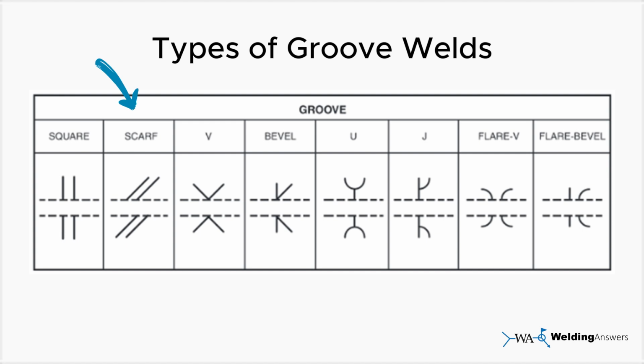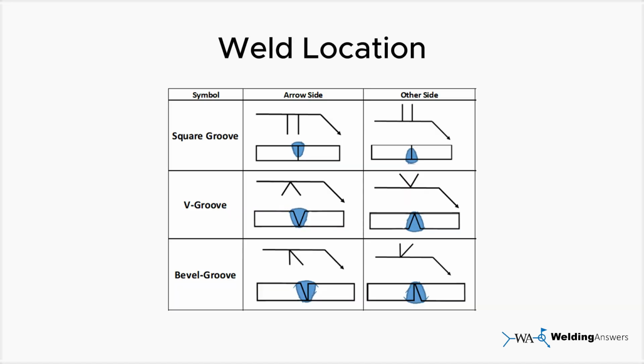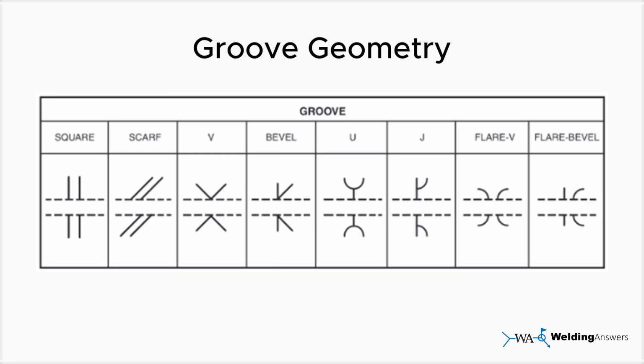While the scarf groove weld is typically associated with brazing, all the others are very common in arc welding. Just like with fillet welds, the position of the weld symbol on the reference line, whether it's above or below, determines which side of the joint you'll be welding. The groove weld symbols visually mimic the geometry of the joint itself.